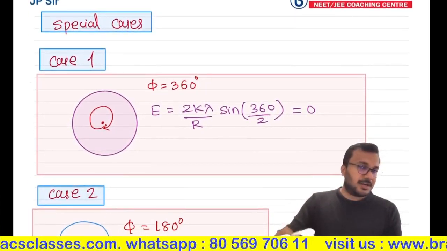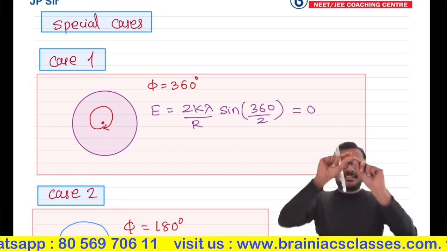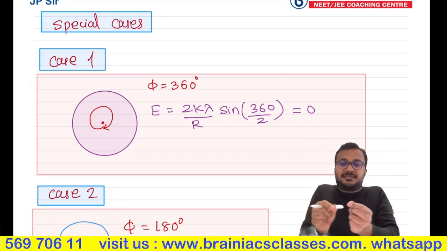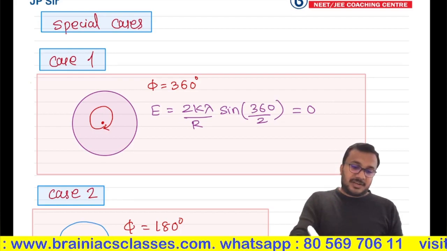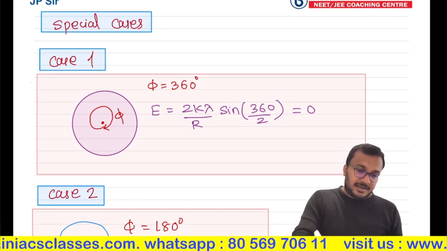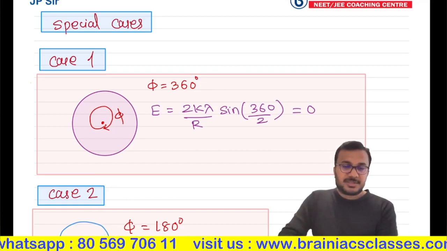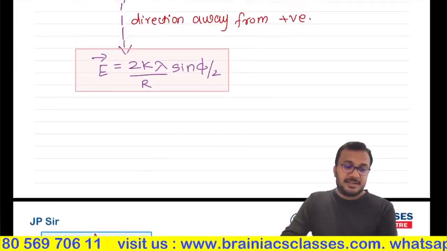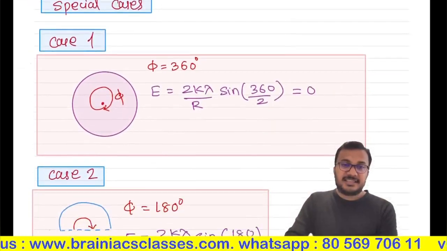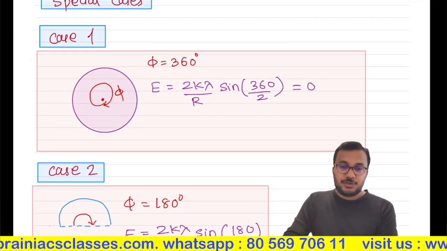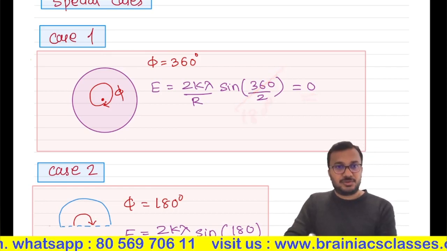There are some special cases we have to learn. For example, case 1: we have a circle. You have a string, you bend it like this and form a circle. Here, what is the angle phi? Phi is the total angle, and phi will be equal to 360 degrees here. So if you substitute in the formula, what is our formula? E is equal to 2k lambda by r into sine phi by 2. Phi is 360, 360 by 2 is sine 180 in the value. Sine 180 is 0. Answer equal to 0.